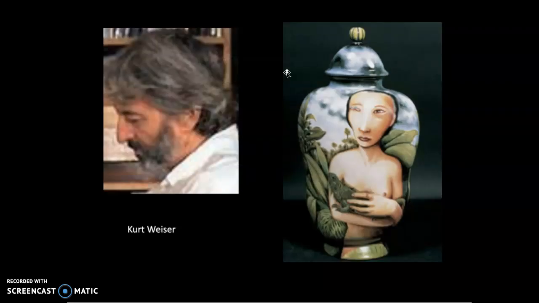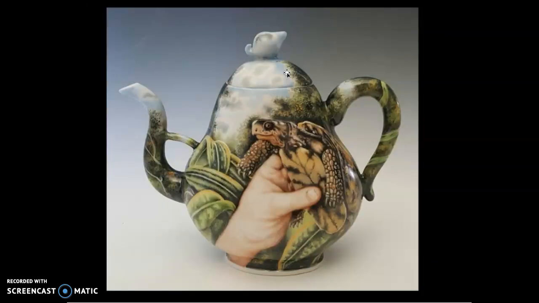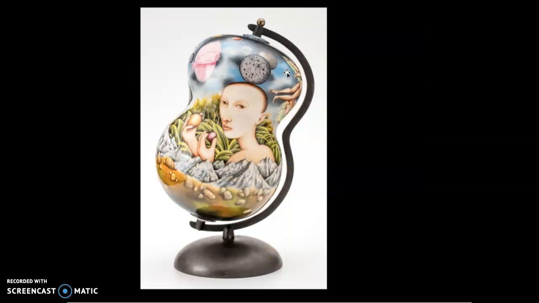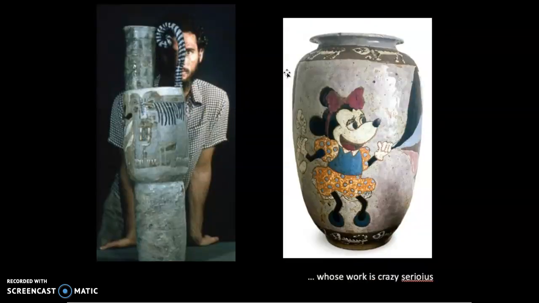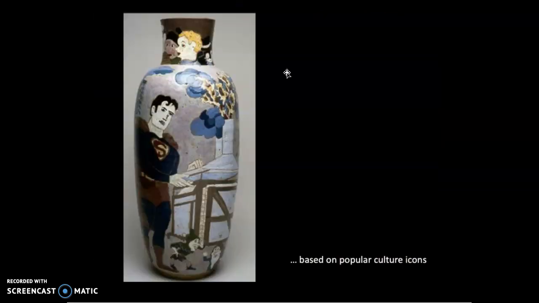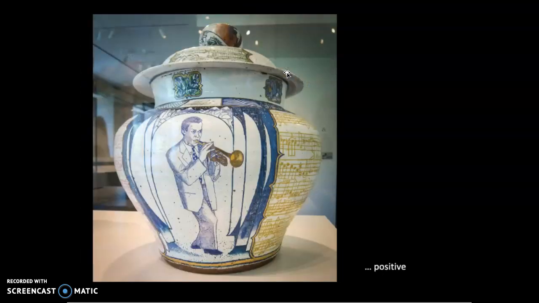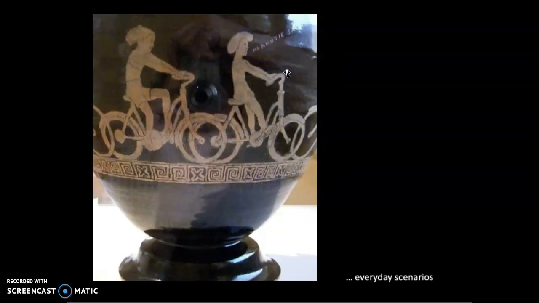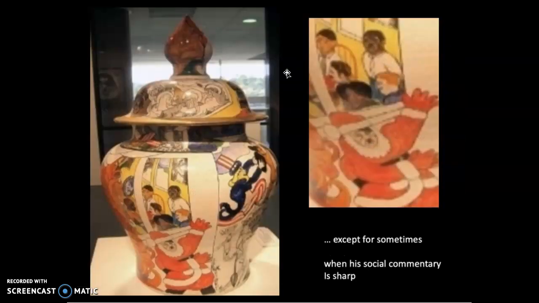Kurt Weiser, wow. His ideas about human interaction with nature, right, as narratives, he's always been a big hero of mine. Or Michael Fremkes' work is, for the most part, not serious at all. It has to do with cartoons, not crazy serious, having to do with popular culture, and mostly lighthearted things that are positive to him, and everyday scenarios. And affirmations of nature, right? That scene could be one of those that we looked at as a depiction from Minoan Crete, right?